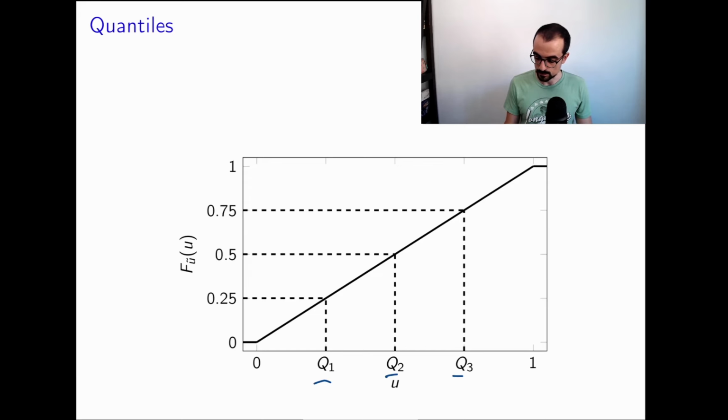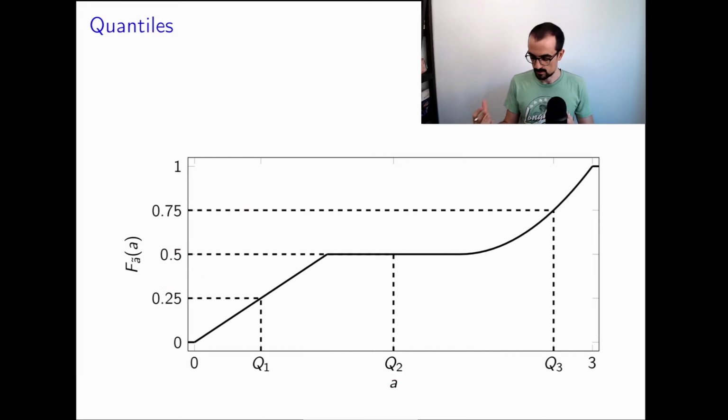If I want to find a point such that below it there's 1/4 of the probability, then I look at the point where the CDF is equal to 1/4, and that is the first quartile. Remember that the 4 quantiles are called quartiles. If I want the median, I look at the point where the CDF is 0.5, and if I want the third quartile, I look at the point where the CDF is equal to 3/4.